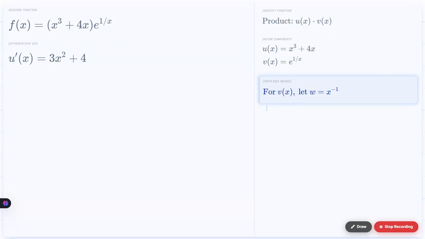We let equal to the power of -1 for the second part. We do this to make the exponent easier to work with. This helps us use the chain rule.